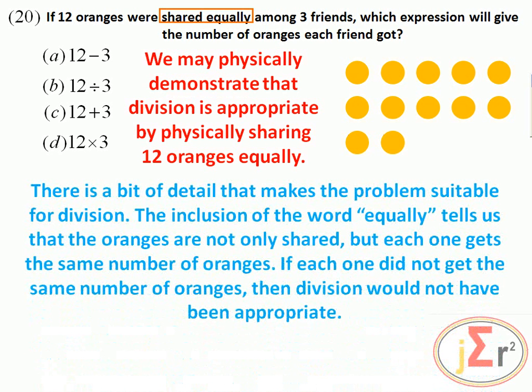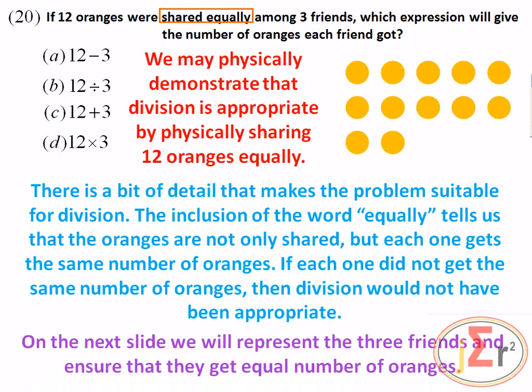Shared equally. There is a bit of detail that makes the problem suitable for division. The inclusion of the word equally tells us that the oranges are not only shared, but each one gets the same number of oranges. That is, each one of the friends gets the same number of oranges. If each one did not get the same number of oranges, then division would not have been appropriate. So we are dividing with the understanding that the shares are equal.